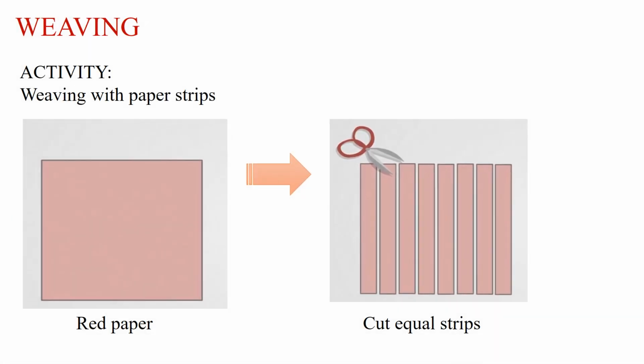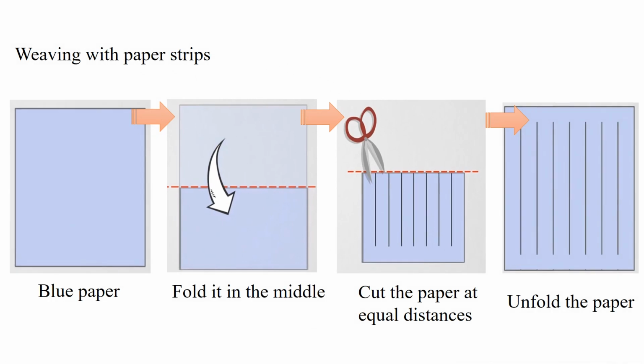Weaving. Let's understand it with an activity. Weaving with paper strips. Take sufficiently big square pieces of paper, one red and the other blue. Make equal strips of red paper as shown in the picture. Take blue paper and fold it in the middle. From the folded side, cut the paper at equal distances but not all the way through. Now unfold the paper and you will see the paper with cuts in it.